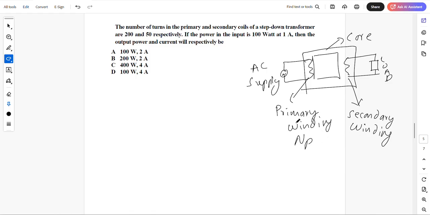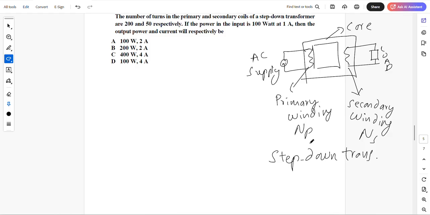This is NP, number of turns in the primary, and number of turns in the secondary. Now here it is a step-down transformer. In case of a step-down transformer, what happens? Let us compare the number of turns in the primary and the secondary. Step-down means what? NP will be greater than NS. Let us say here 100 turns are there, and here, for example, 75 will be there. NP is always greater than NS here, because it is a step-down transformer.